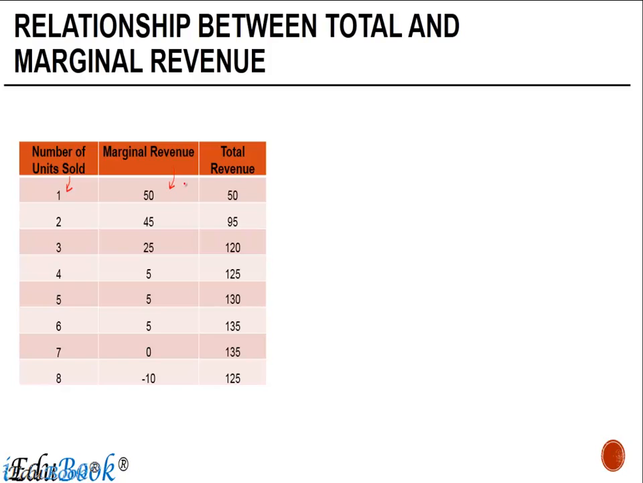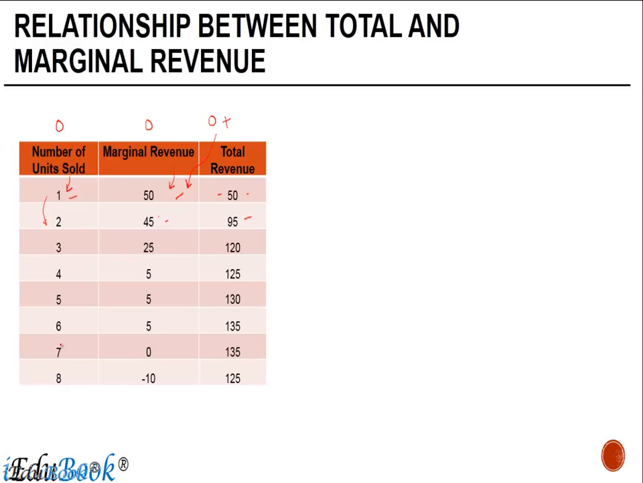So when I'm selling 1, what will be there before this? Obviously 0. Everything would have been 0. The quantity sold was 0, the total revenue was 0, and the marginal revenue was 0. When I sold 1 unit, my marginal revenue is 50, and the total revenue becomes 0 plus marginal revenue, which is 50. As I sell 1 additional unit from 1 to 2, the incremental revenue I get is 45. My total revenue becomes 50 plus 45, 95, and so on.